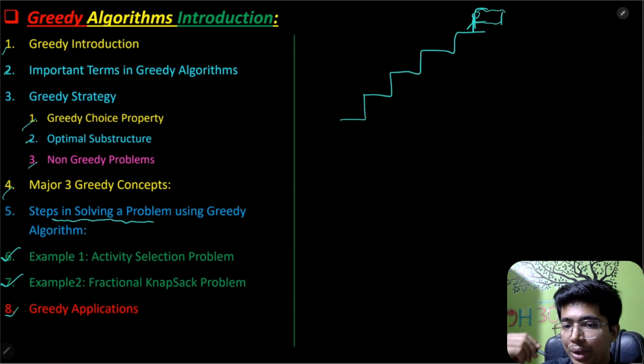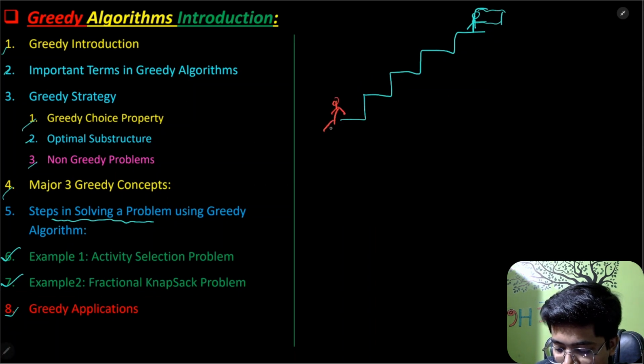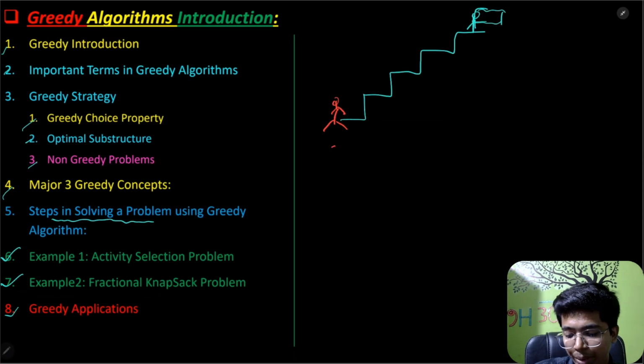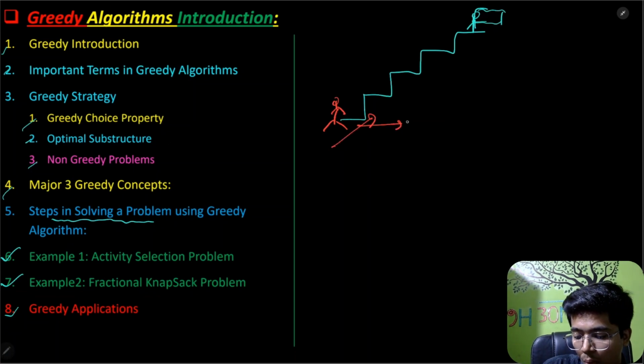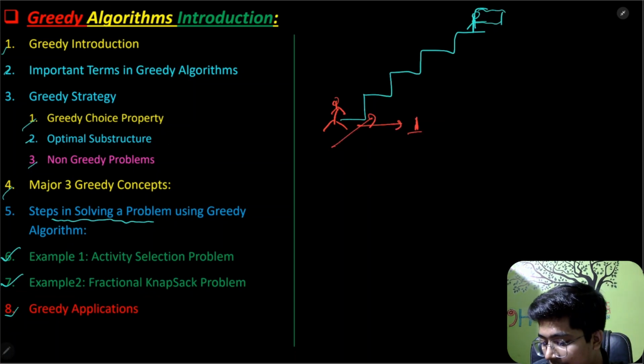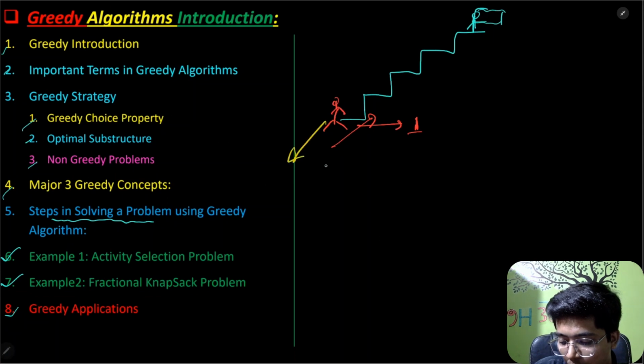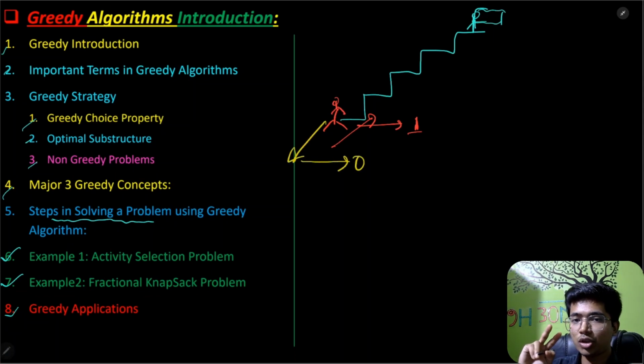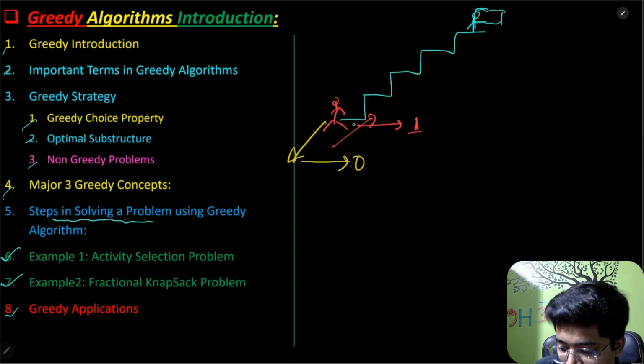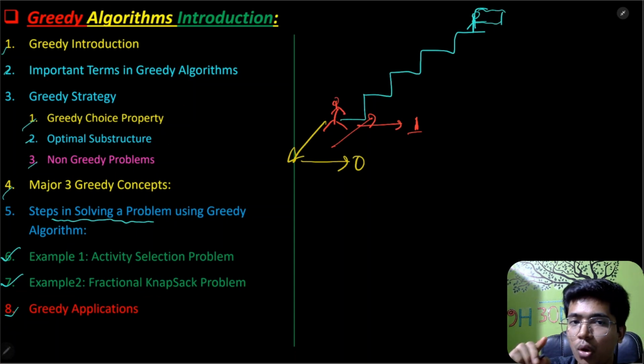So in each step, we can take two decisions. Look, suppose a man is here, and now from here this man can take either of two decisions. The first decision is moving upward, let's say we represent it by 1, and the second decision can be moving downward, let's say we represent it by 0. So there can be two major decisions, either moving upward or downward. In every step you have to take a decision of moving upward or downward.